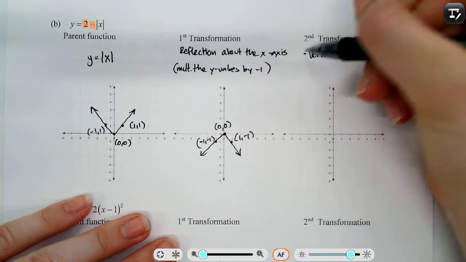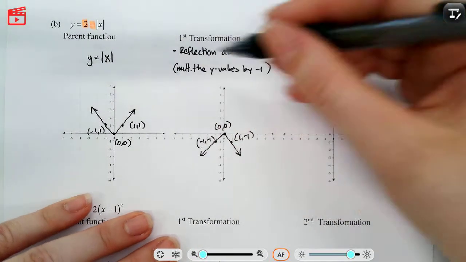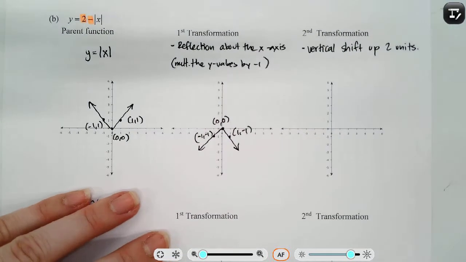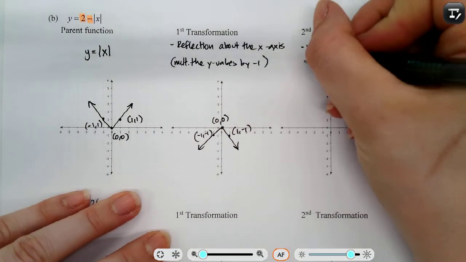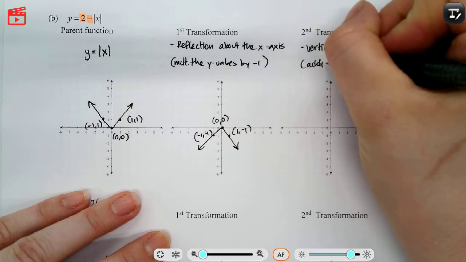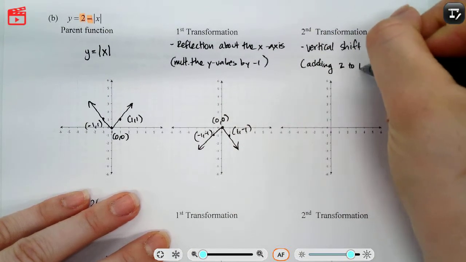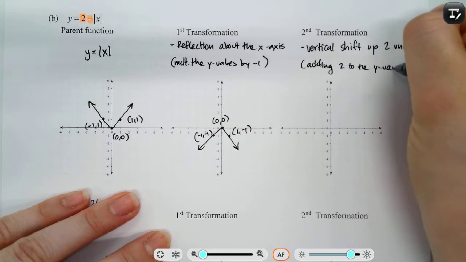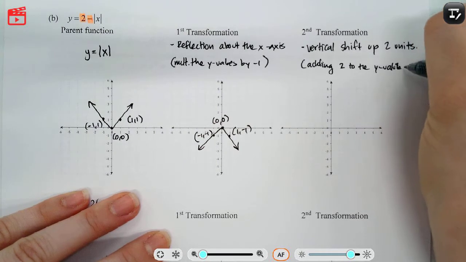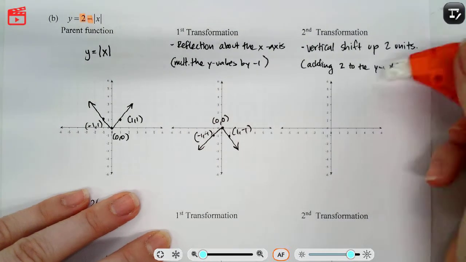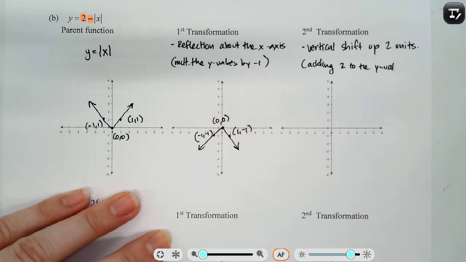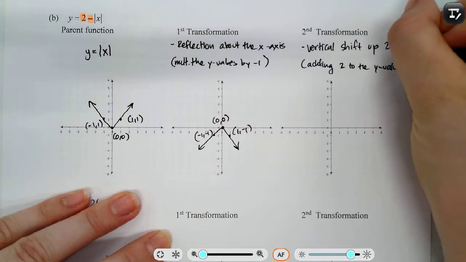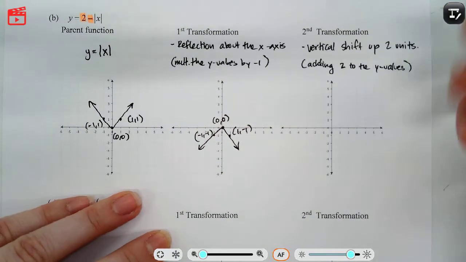Okay, once again, remember these are kind of wordy, but please write out the full description for me. And this means we're going to be adding 2 to the y values. Ooh, that just ended up hideous. Okay. 2 to the y values.